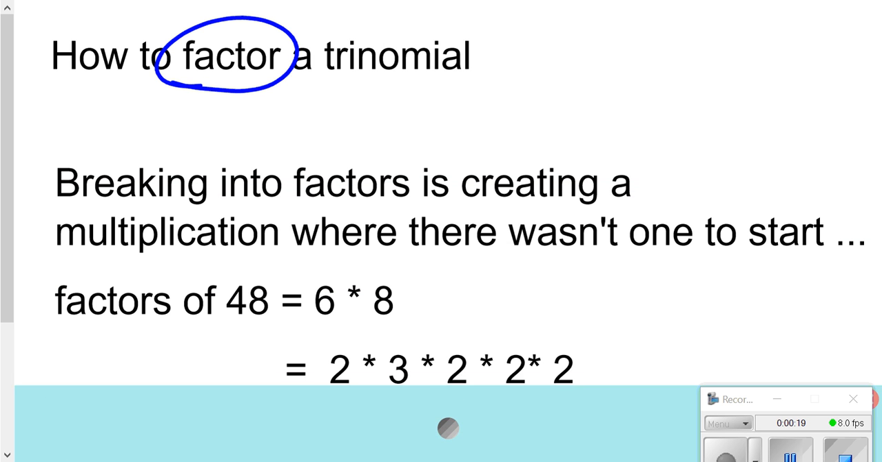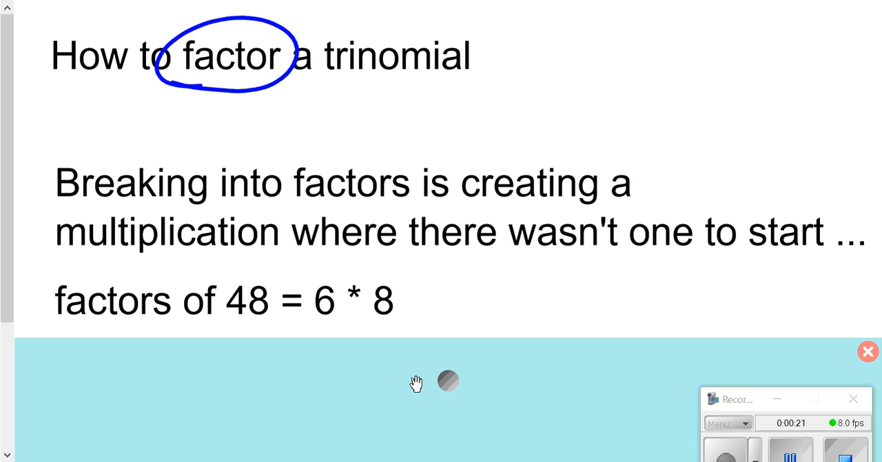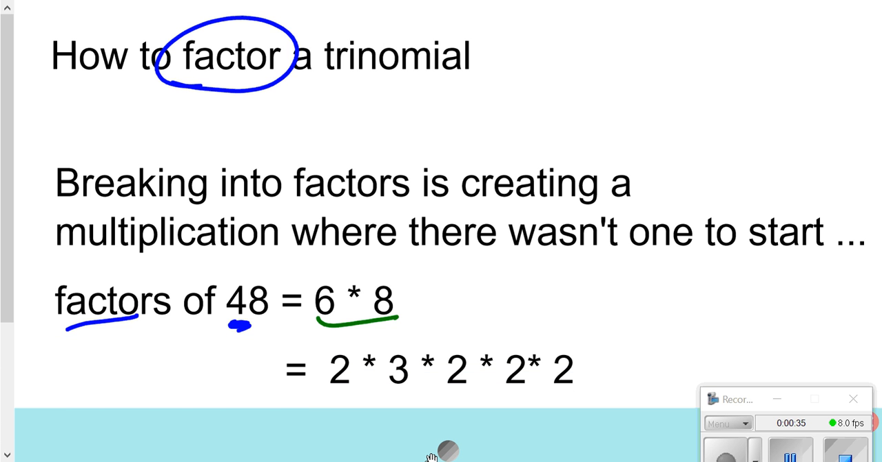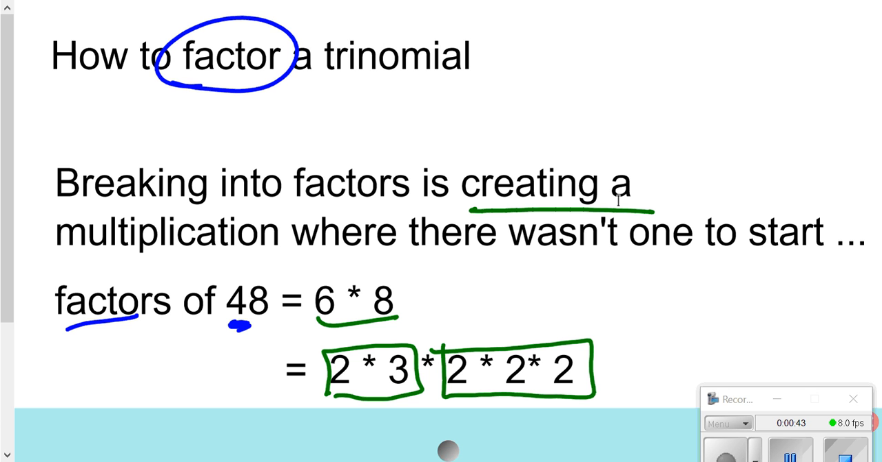So if we were looking at a number, breaking into factors means that you break it down into a multiplication problem. If we wanted to find the factors of 48, we'd say 48 is 6 times 8. Then you could factor it further because 6 is 2 times 3 and 8 is 2 times 2 times 2. So factor means you're creating a multiplication problem where there wasn't one previously.